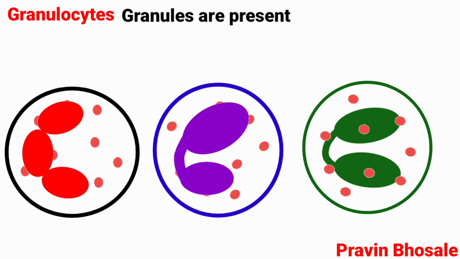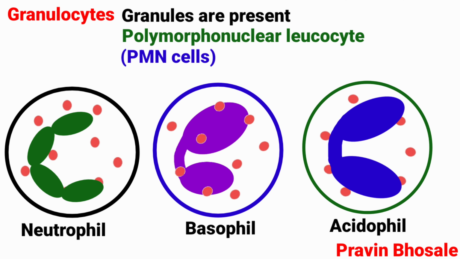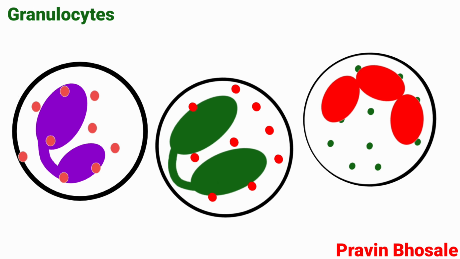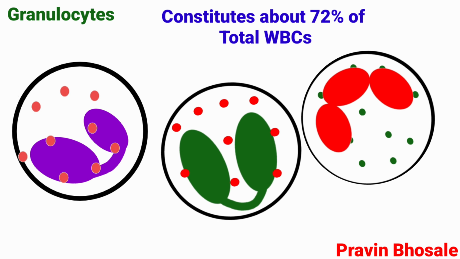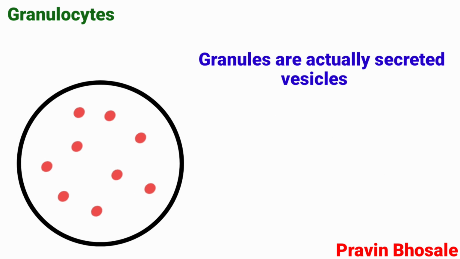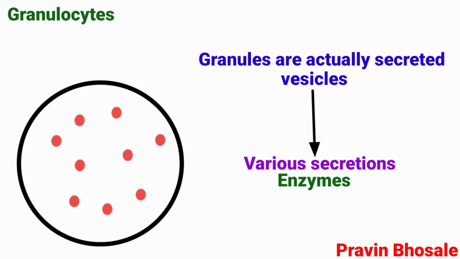Means granules are present in the cytoplasm and they are called polymorphonuclear leukocyte, PMN cells. They have lobulated nuclei in different shapes. Granulocytes are formed from myeloid stem cell and once formed do not divide. Granulocytes constitute about 72% of total WBC. Granules are actually secreted vesicles which contain various secretions, enzymes, etc.